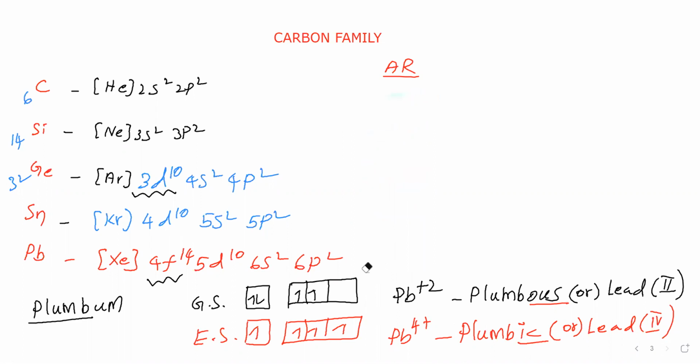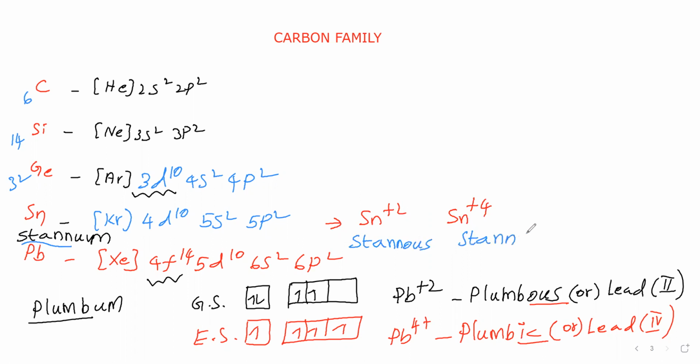+2 is called stannous, +4 is called stannic. So tin is showing +2 and +4. For tin, the Latin word is stannum. How to say the name, we will see. Stannum, you take STANN. So we can say stannous, as you have included. Here you take stann, you include ic, stannic.